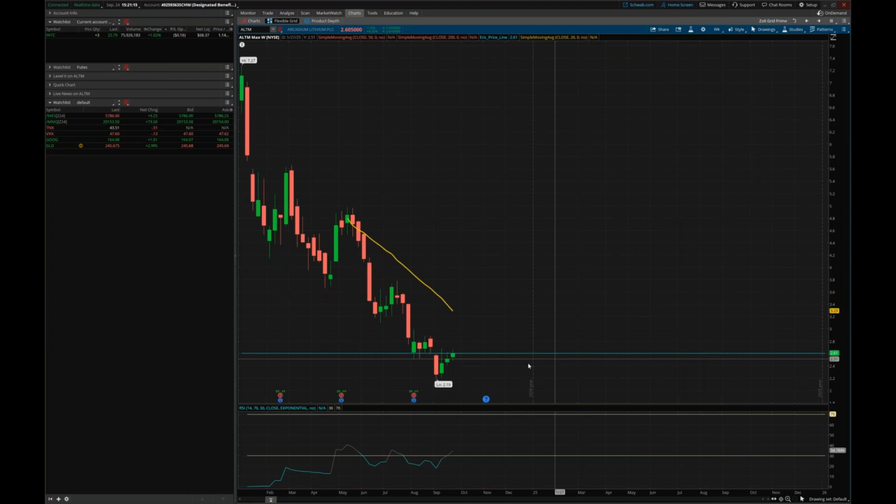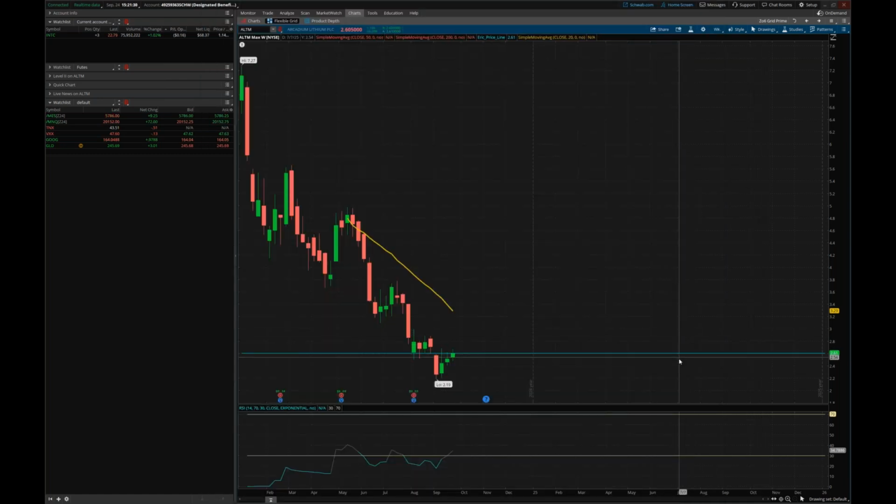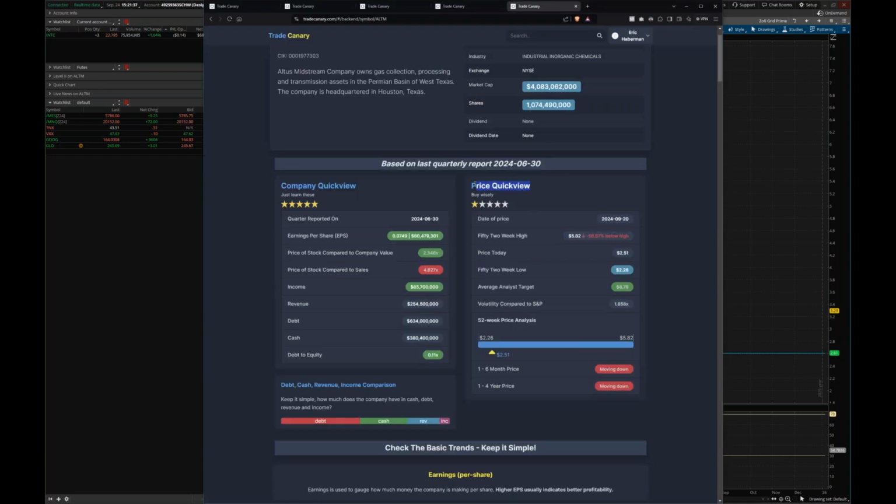To me, I wanna buy here. I wanna buy big here, but our price quick view is not great. And two pieces to this. A, we're always working on tweaking this aspect of it. And B, the price action is awful, but that doesn't mean this isn't the right entry point, right? So you've got to know what you're looking at with this price piece.